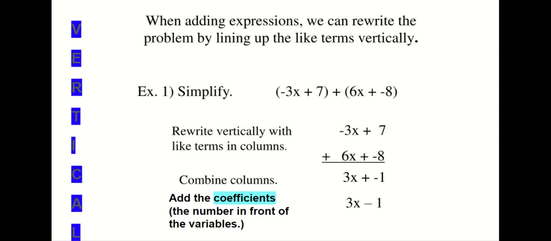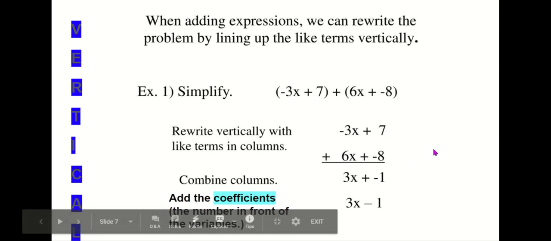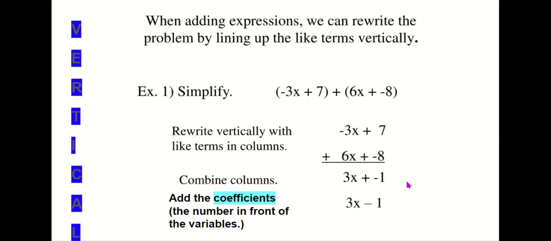Now, a final way that we can also add expressions is we can write them vertically. So if I take these two expressions, negative 3x plus 7, add it to 6x plus a negative 8, then I can add my ones together. 7 plus a negative 8 gives me a negative 1. And then I can add negative 3x plus 6x and get 3x. So we add the coefficients, which remember the number in front of the variables. So this is a really efficient way of doing it if you just write them vertically.